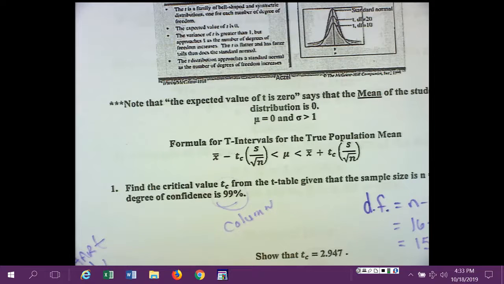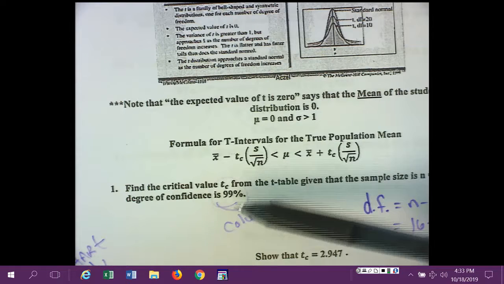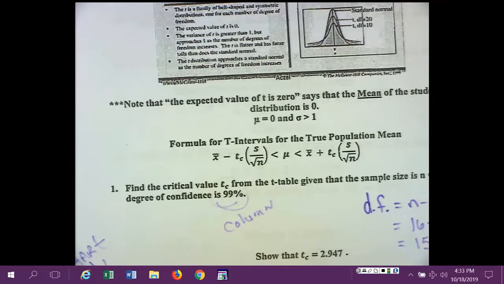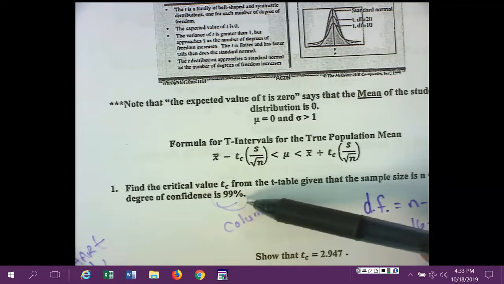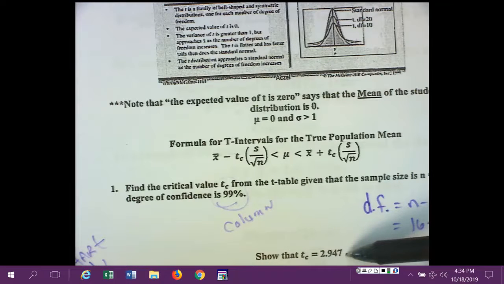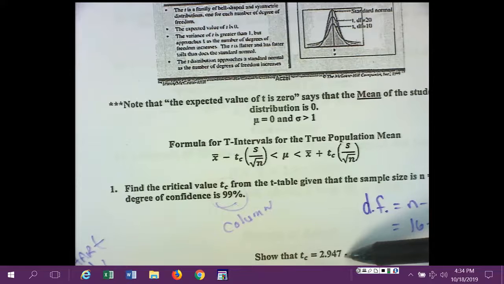I will review this problem even though we did this one in class. Sample size is 16. Degree of confidence is 99%. We wish to go to row 15, degrees of freedom, not row 16, but row 15, and column 99%. You will see that your two fingers meet at 2.947.